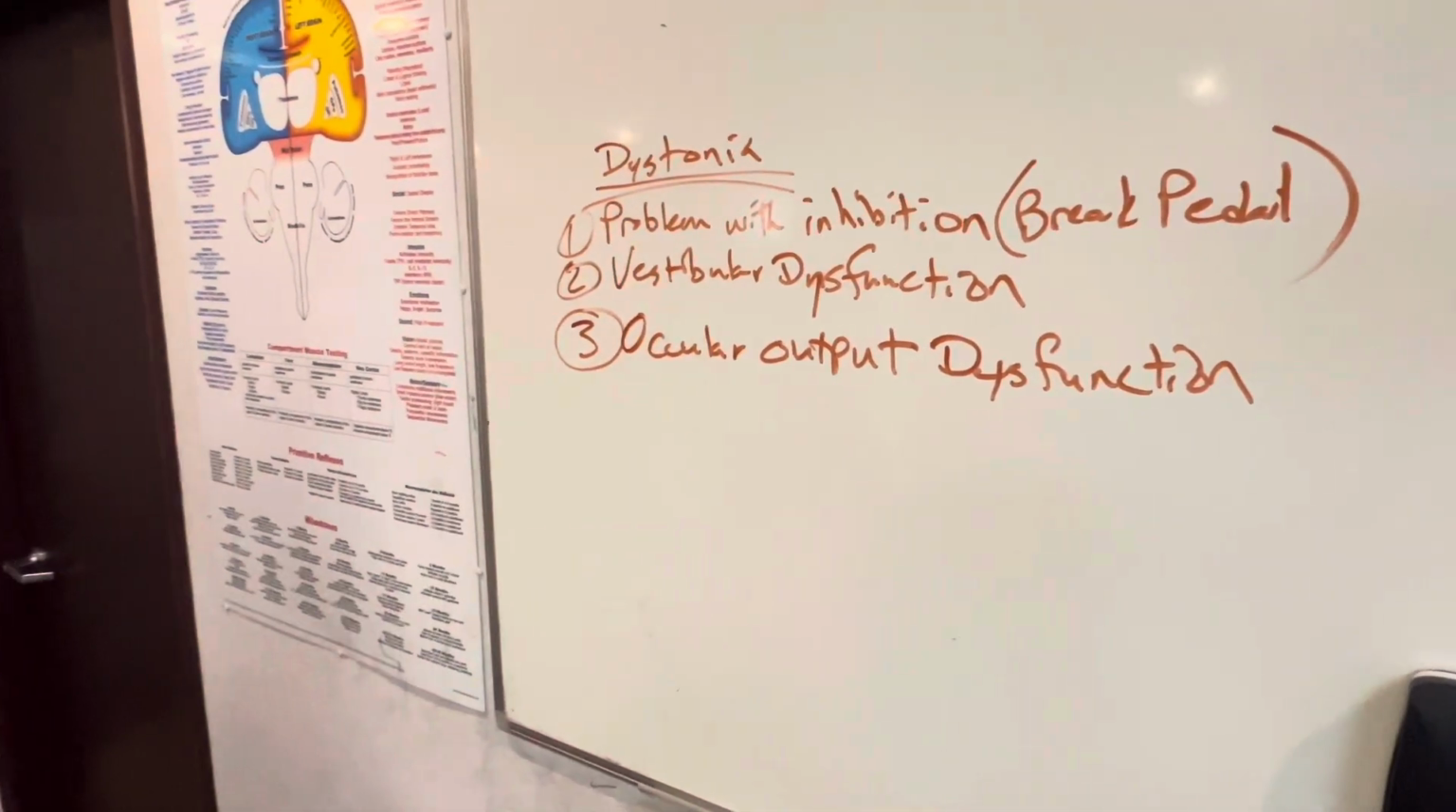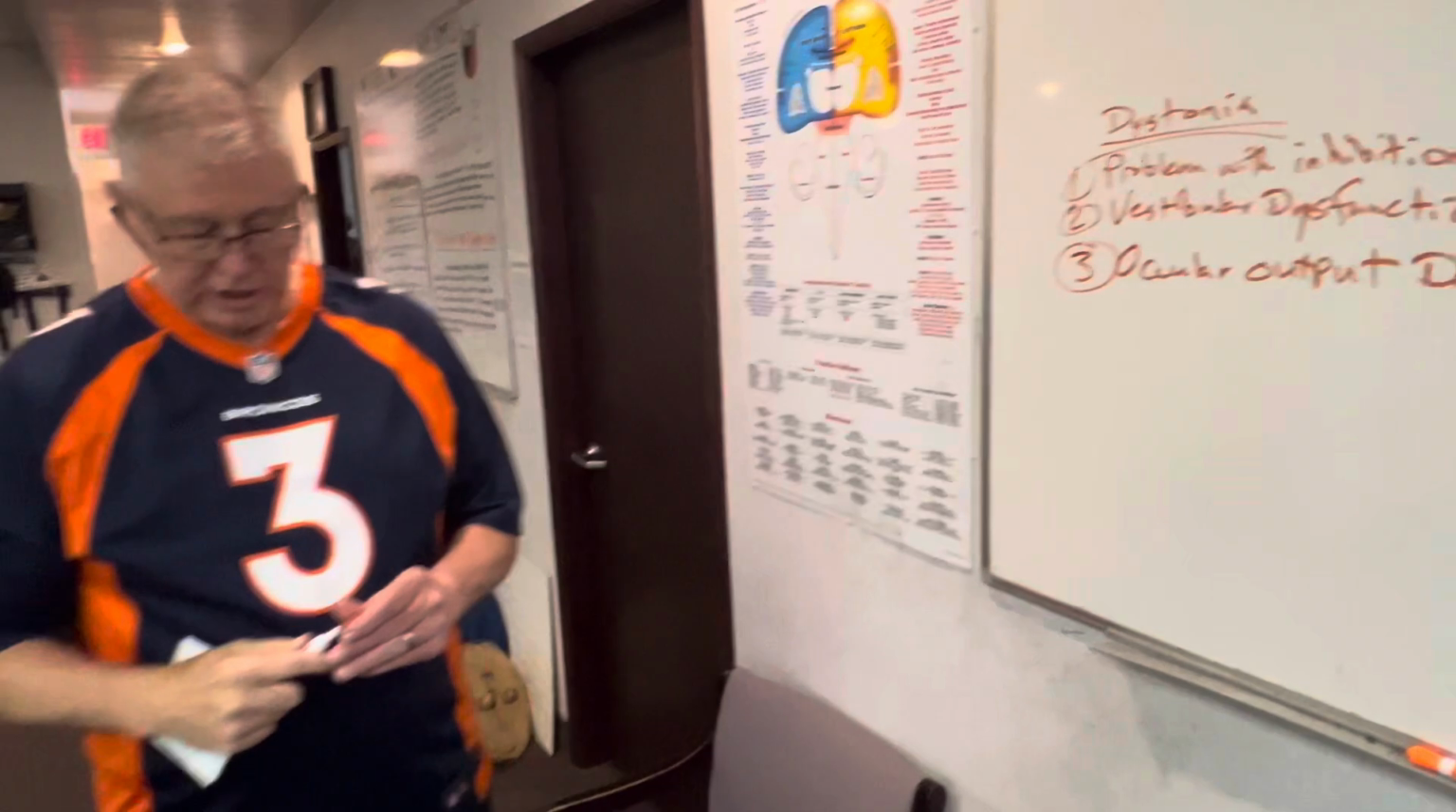Okay, ocular output dysfunction. Your eyes are wired to your body. The motor part of it, not the visual system. Now, the visual system is going to be intertwined with that, but I'm talking about the eye movement. And so if I'm looking this way, I'm wired for my entire rest of my neurology to go that way.